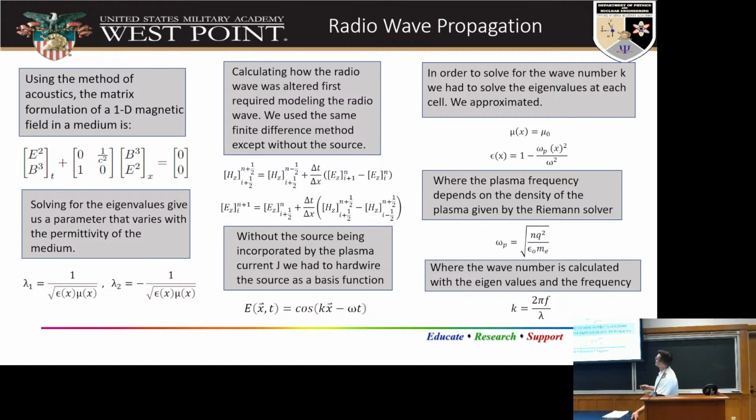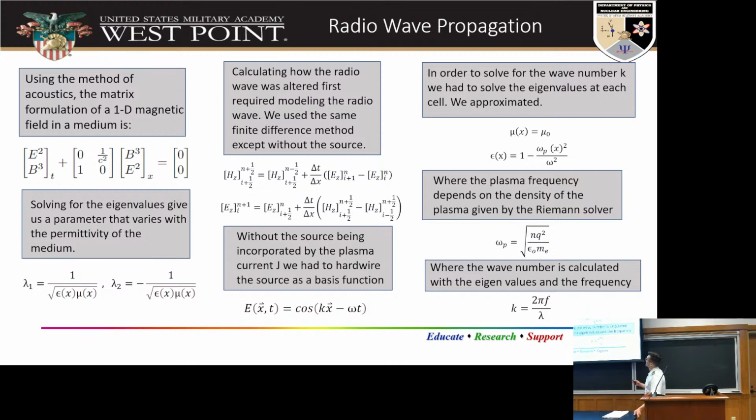In order to solve for the wave numbers, because that's what I connected to the position, like the deformation of the wave in position, I used the permeability and the permittivity of the medium. I assumed that the permeability was the vacuum permeability based off some literature. And then I found that the permittivity is dependent on the plasma frequency, which depends on the density of that medium, which is kind of why we're solving for the optical densities of the material as the radio wave passes through it. And then, just recognizing a physics 1 equation, the wave number is calculated with the eigenvalues and the frequency.